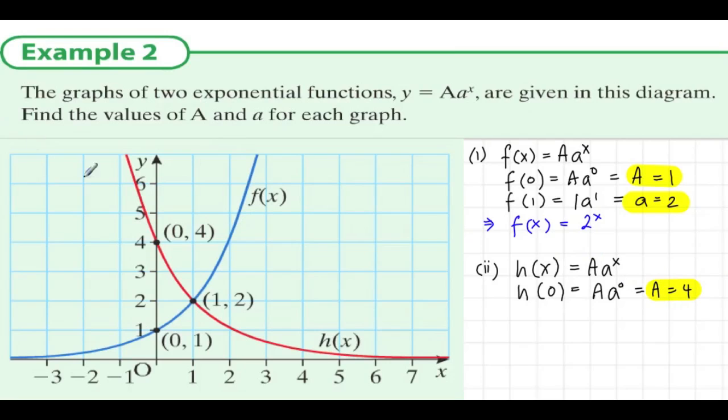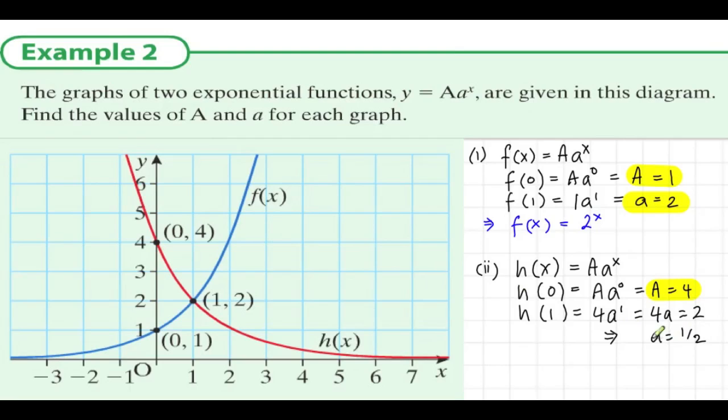The second thing we see also is that (1, 2) is a point. So if we input x equal to 1, the output is 2. Now we know capital A is 4, so that's 4 times a to the power of 1. Anything to the power of 1 is just itself, so that's just equal to 4a. And 4a is equal to the output value, which is 2. So in other words, 4a is equal to 2. Well, if 4a is equal to 2, we divide both sides by 4. So a is 2 divided by 4, which is a half. So a is equal to a half.